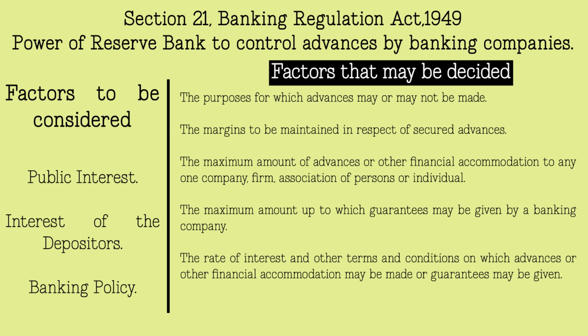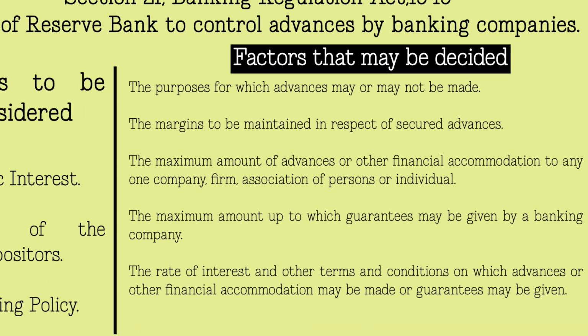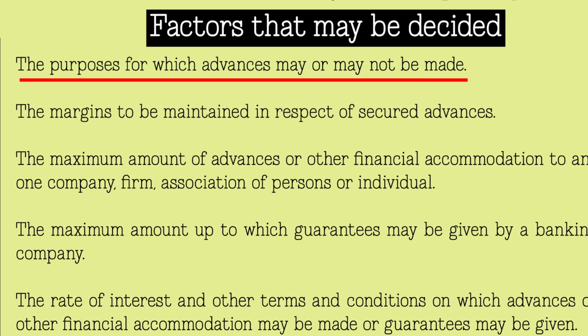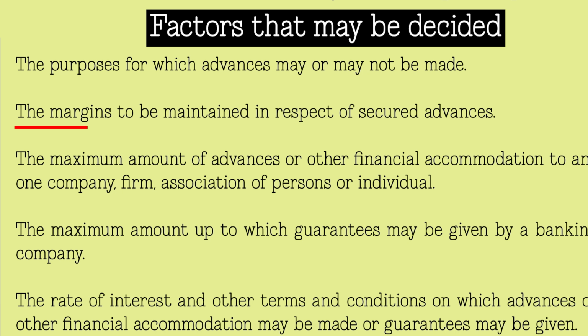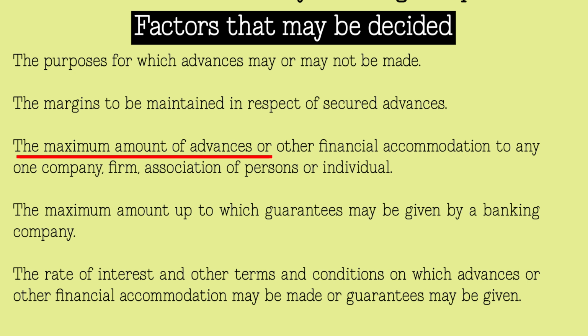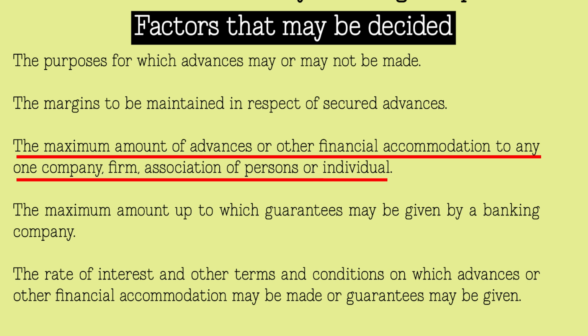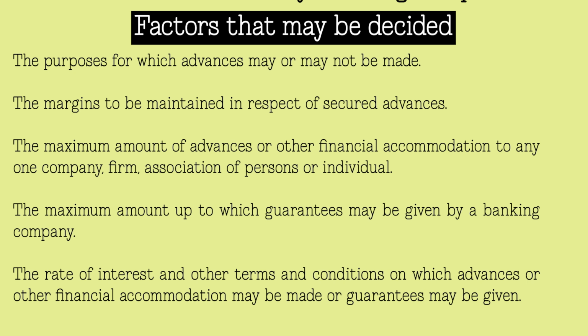And based upon these factors, they can make certain decisions, and the decisions can be made in the following regards. Number one, they can restrict the purposes for which an advance can be made or may not be made. Number two, what margin needs to be maintained in respect of the secured advances. Number three, they can put a constraint on the maximum amount of advances or other financial accommodation that a bank can make to a particular company, firm, association of persons, or an individual. And certain factors are considered in this scenario, but for now, just remember this.